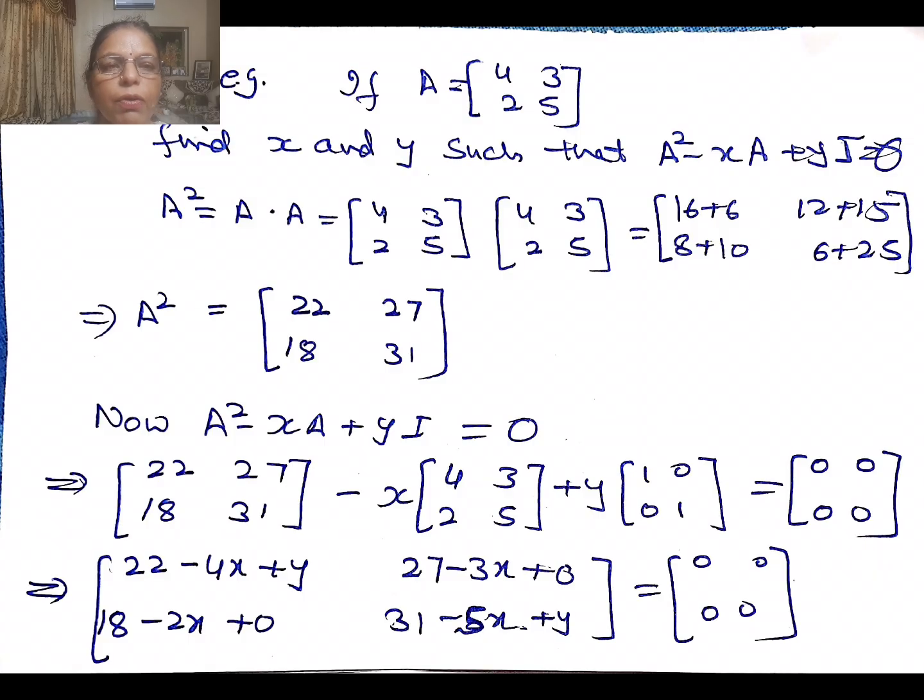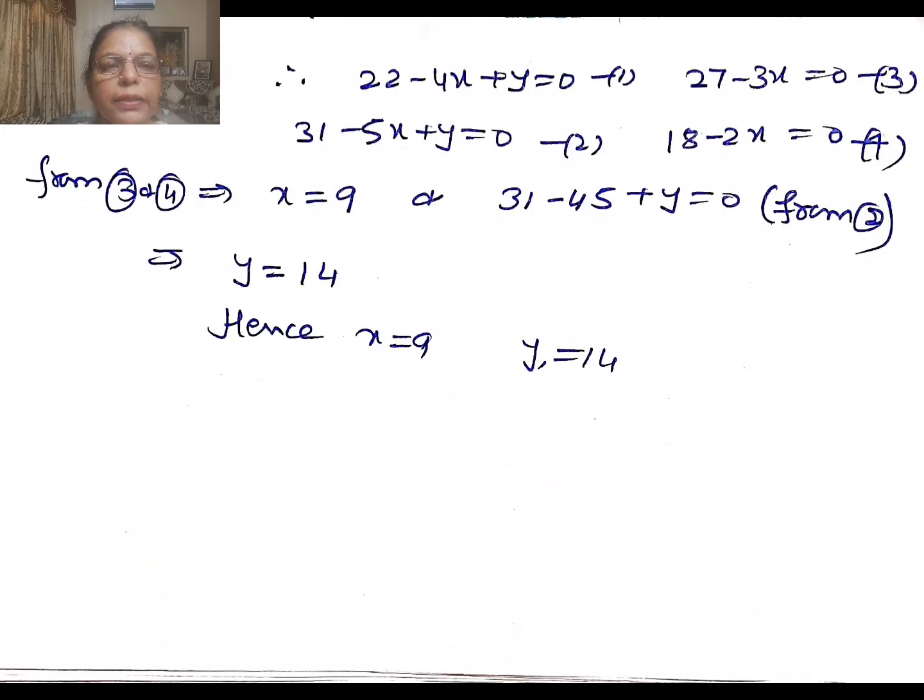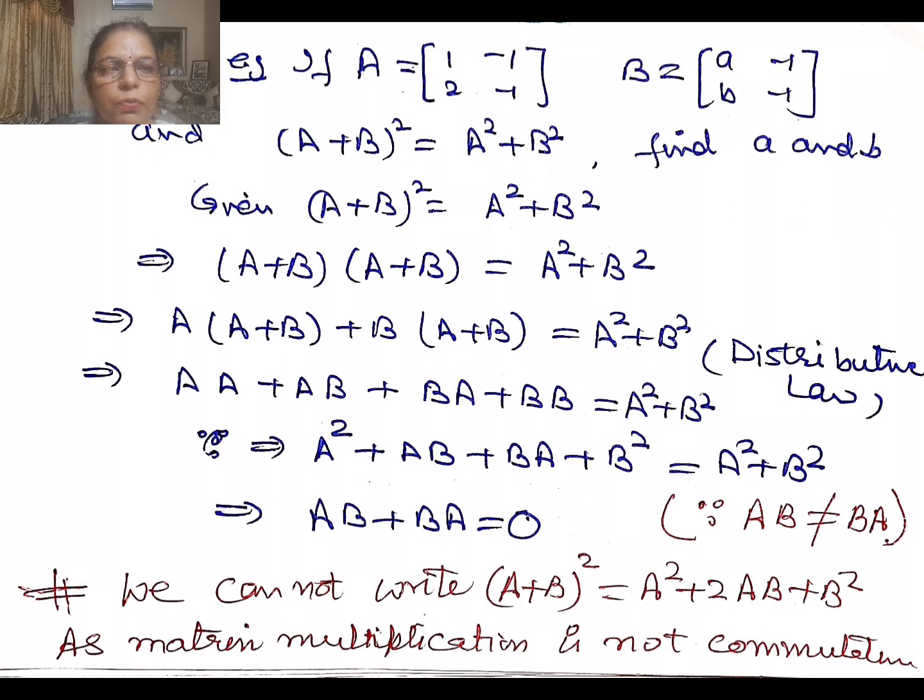Now by equality of matrices, equate the corresponding elements. So we get 22 minus 4x plus y equals 0 and 31 minus 5x plus y equals 0. Number 2, 27 minus 3x equals 0, 18 minus 2x equals 0. Now from equations 3 and 4 we get x equal to 9. Substituting x equal to 9 in equation 2 and solving it, we get y equal to 14.